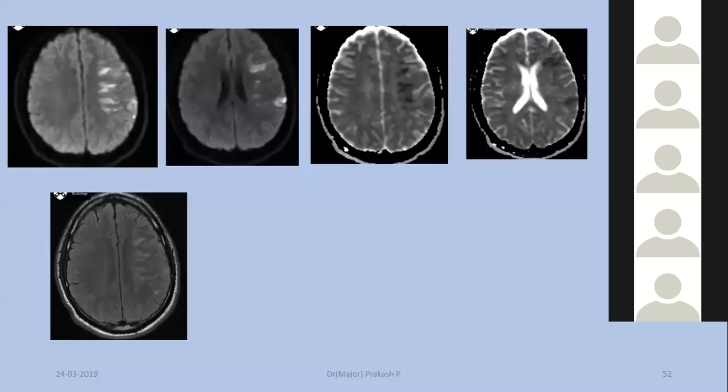Okay, most of you are identifying the sequences correctly. So now write the findings also.